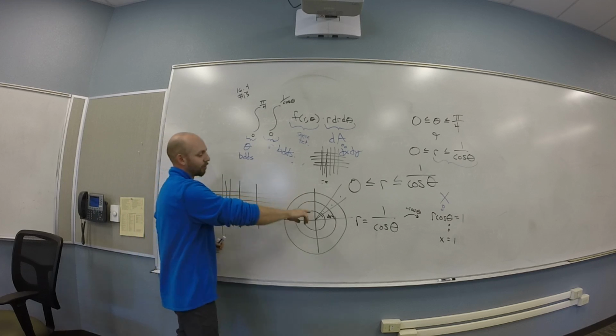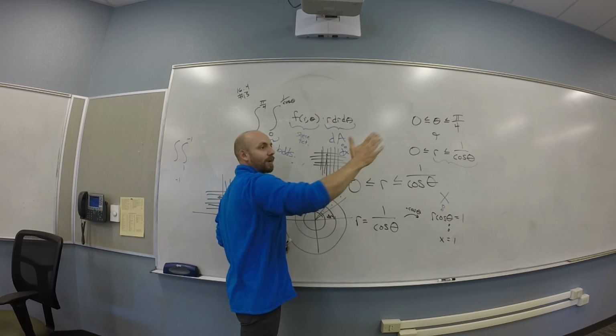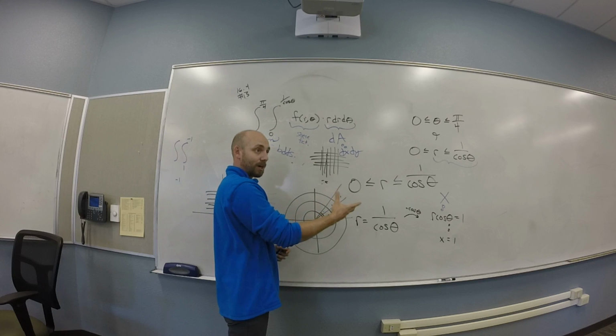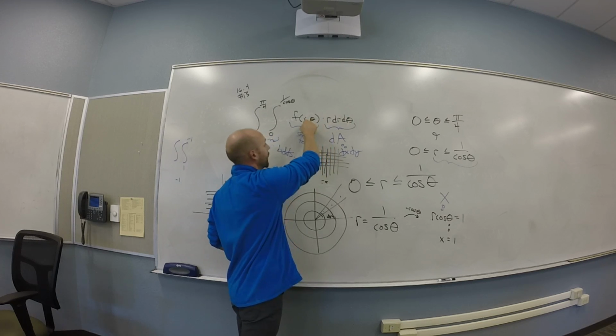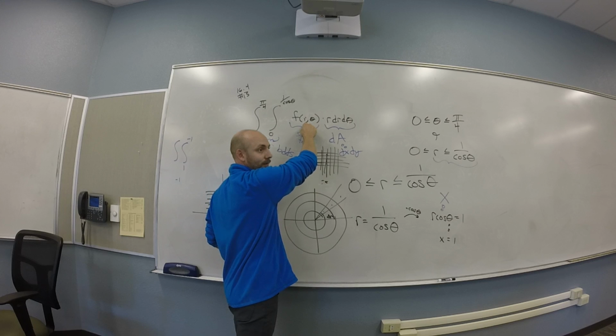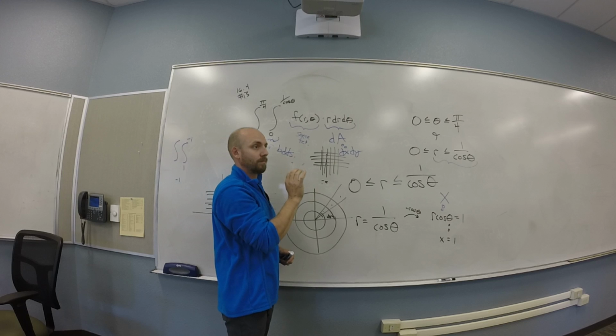That's the same thing that's going on with polar. Depending on how far out you went, that base area is bigger or smaller. So that's where this r comes from. It matters how far out you are to get the area of the base, and then you multiply by the height, and then we add all those up. Does that make better sense?